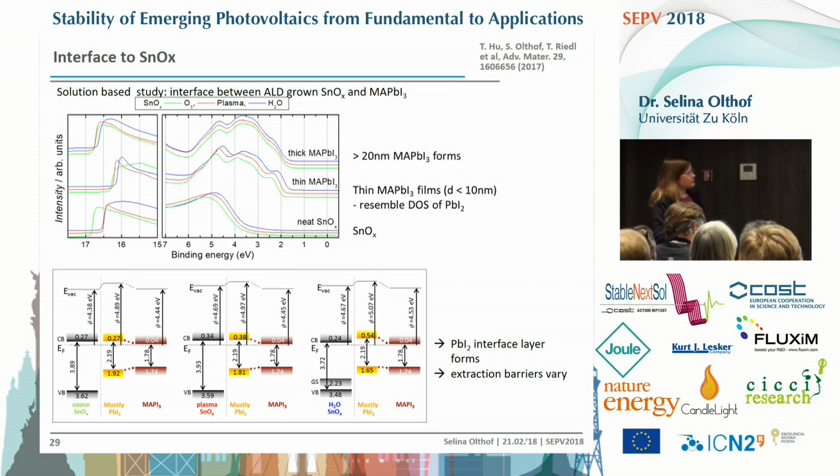This lead iodide layer is a charge extraction barrier, so this plays a significant role. In the case of the ozone-treated tin oxide, it just happens that the lead iodide is aligned with the tin oxide valence band. And so it's the least extraction barrier of all 3 cases, which is the reason why this has the best solar cell performance.